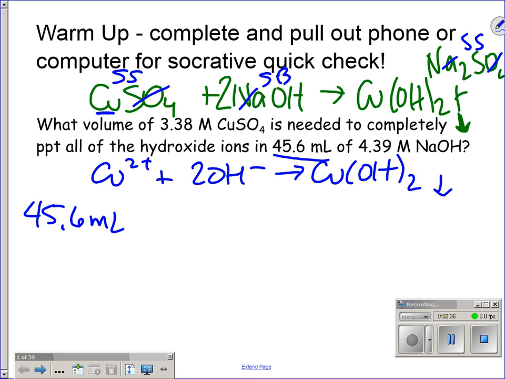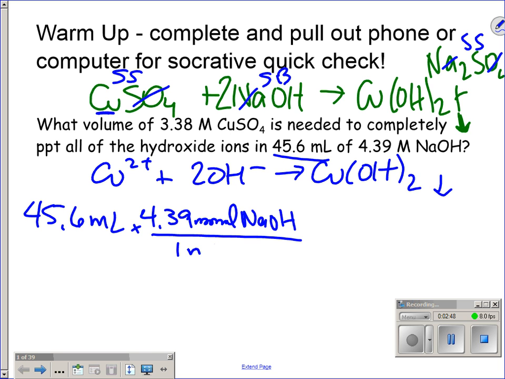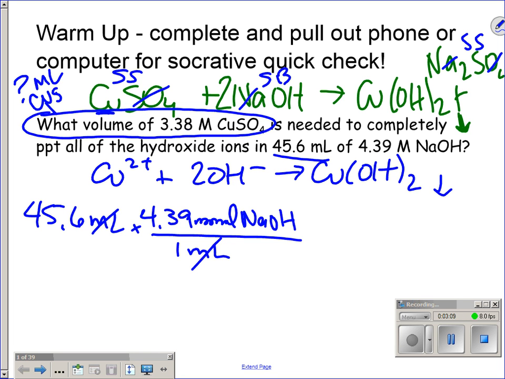I need to do what? I heard convert to moles, but what do you mean? Use the molarity. Okay, so 4.39 millimoles of NaOH to 1 milliliter of its own solution. So the milliliters of that solution cancel. Okay, what's next? Remember, we don't care about sodium hydroxide. What are we going to? We're going to the question, what volume of copper 2 sulfate, right? Question is milliliters of copper 2 sulfate. That is our question.